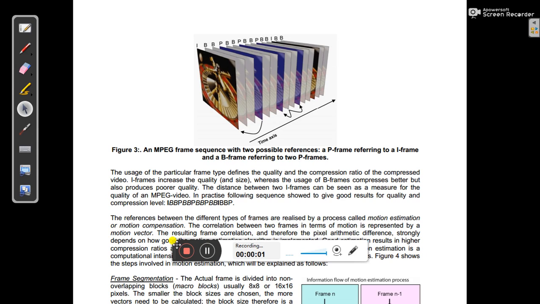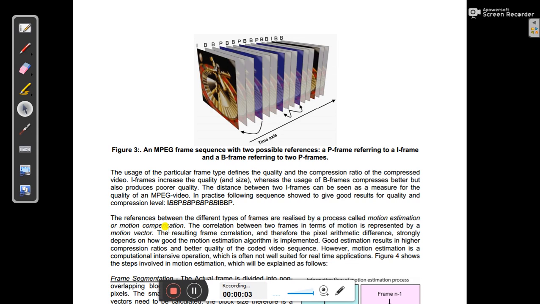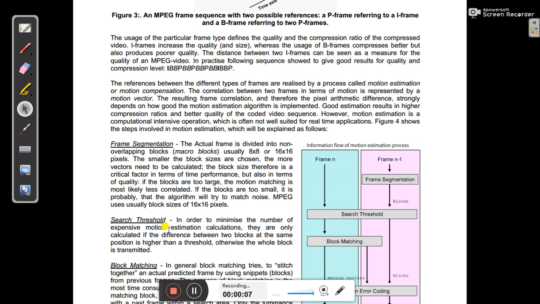In this video, I'm going to continue from the last one. We are discussing the MPEG compression technique. I'm starting from the point where I concluded the last video. The reference between the different types of frames is realized by a process called motion estimation or motion compensation.